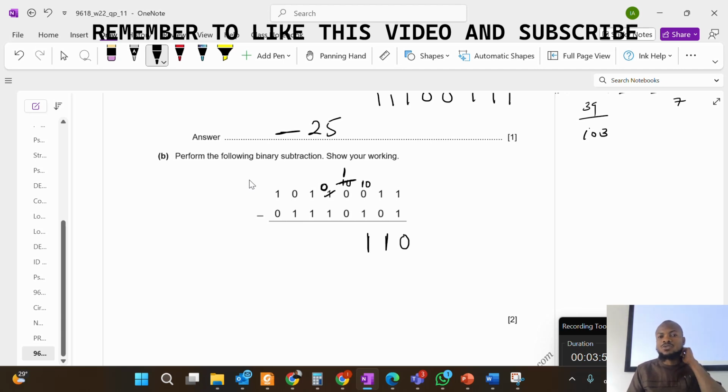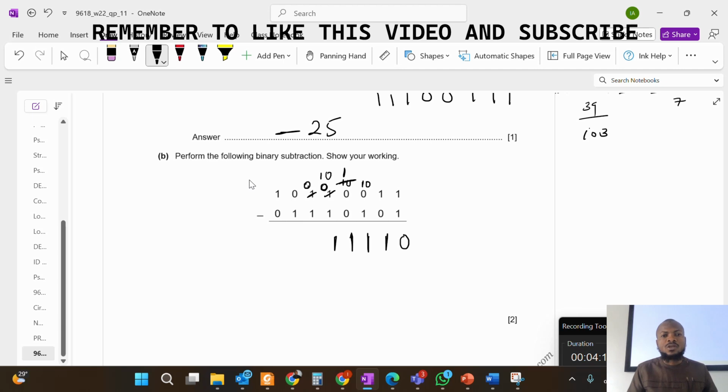I hope this is well understood. 1 minus 0 is 1. 0 minus 1 is impossible, so you borrow a 1 from this 1, remainder 0. The one you borrow is a 2, so add 2 to this number, that will be 2, isn't it? Which is 1 0. So 2 minus 1 is 1.